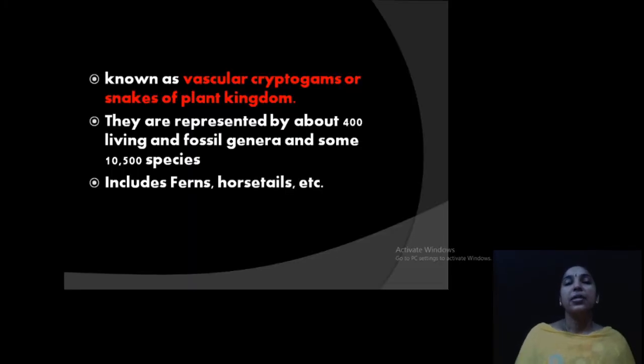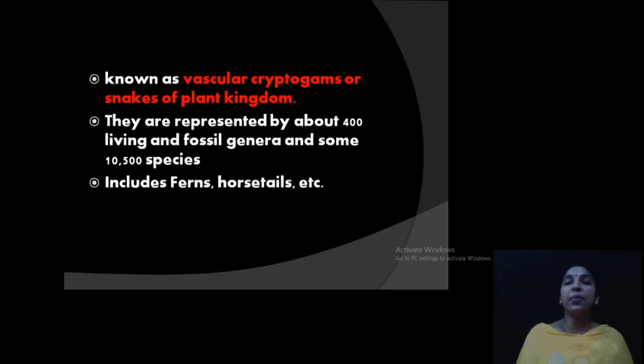These are known as vascular cryptogams. The main difference from bryophytes is that bryophytes are not vascular, but pteridophytes are vascular. What is vascular in this sense? It means they have vascular tissue, that is conducting tissue, xylem and phloem. That's a very important point you have to study. They are vascular cryptogams, or they may be known as the snakes of the plant kingdom.